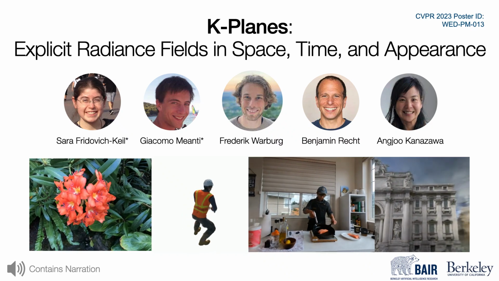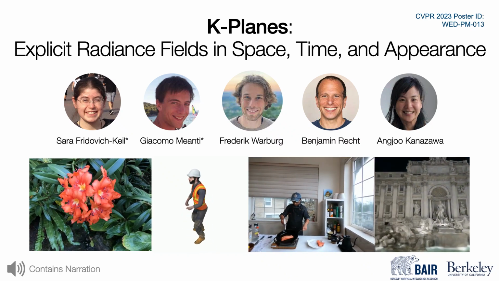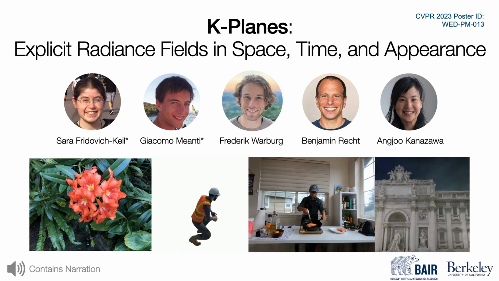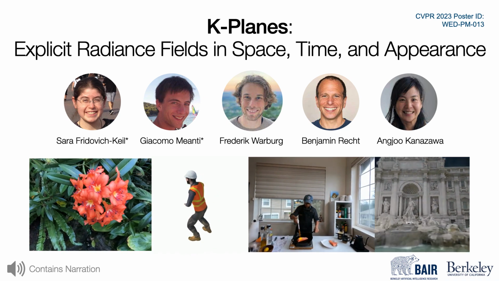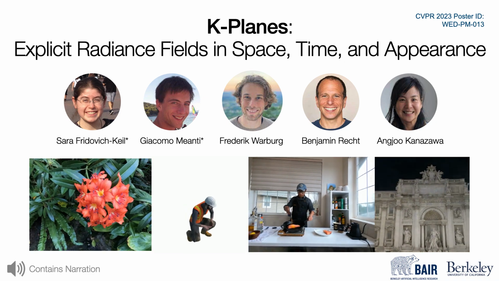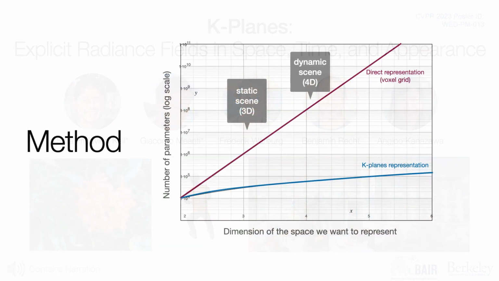We present K-planes, a general method for efficiently representing and optimizing radiance fields for static scenes, dynamic scenes, and scenes with varying appearance. More generally, K-planes can be used to represent a scene in arbitrary dimensions, using far less memory than a direct voxel representation while maintaining aspects of interpretability.